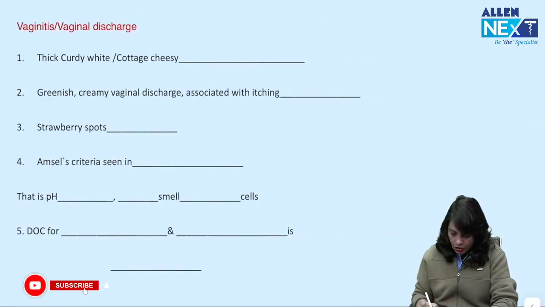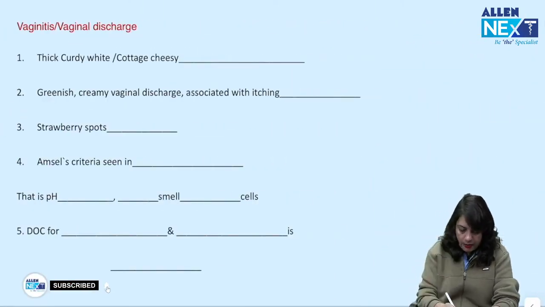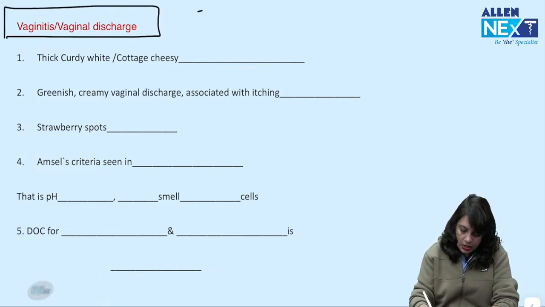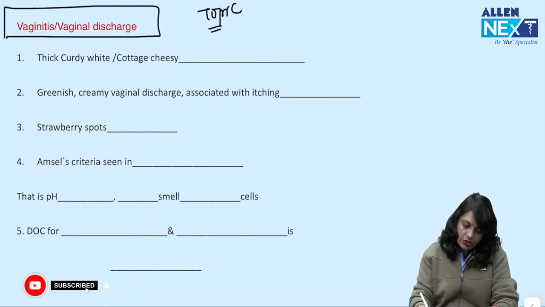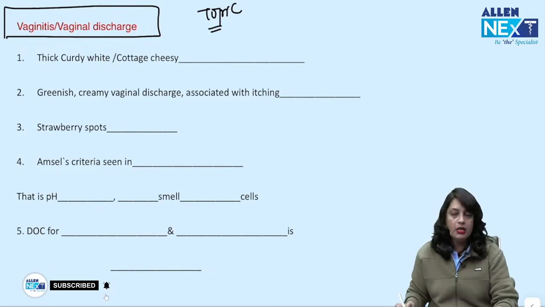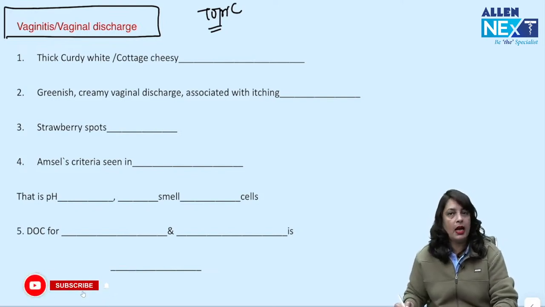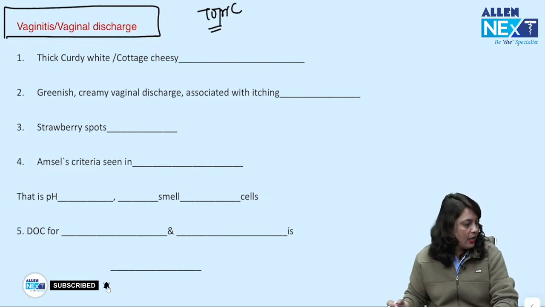Now, the next topic of discussion I am taking up is vaginal discharge or vaginitis, which is very important. So, I have covered ectopic pregnancy and infertility. Now, I am taking up a small topic, that is vaginitis or vaginal discharge. Most of this I have written in single-liner form. From these points only, the questions are likely to be asked.